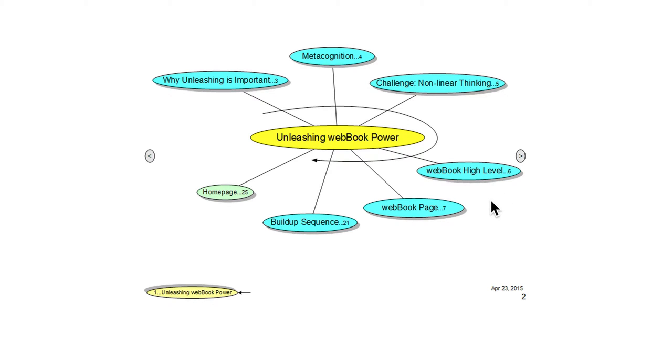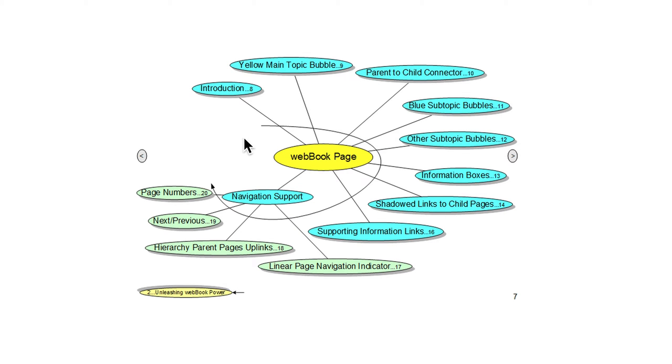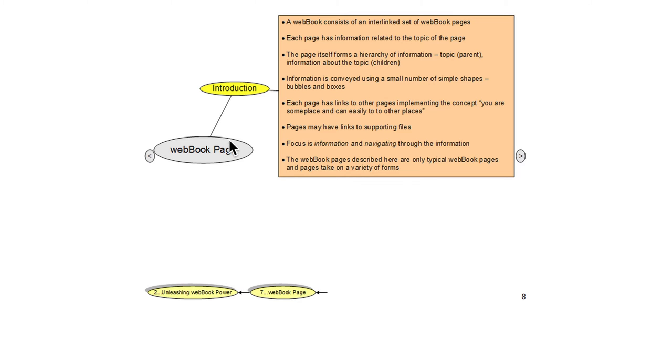The heart of the web book are web book pages. So let's take a look in detail at what web book pages are all about. First of all, a web book can consist of a set of interlinked pages, and each page has information related to the topic of the page, which we'll talk about in a minute.